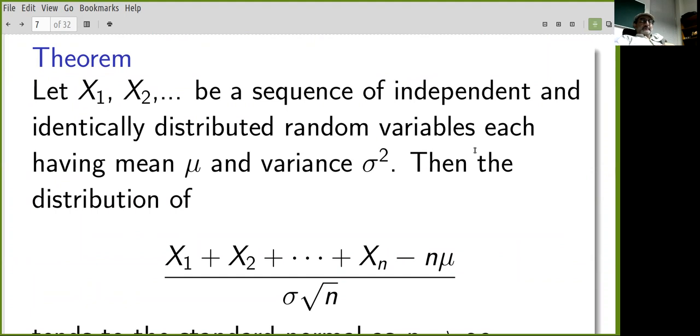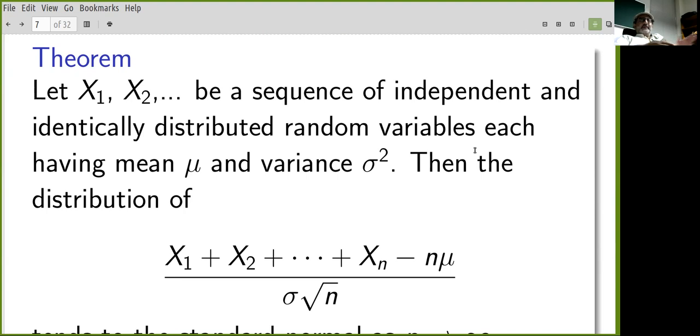If we take n of them, what would their expectation be? Their expectation would be n times mu. And what would their variance be? Their variance would be n times sigma squared. So their standard deviation would be sigma root n. Okay, so now I take a new random variable, x1 plus x2 up to xn.